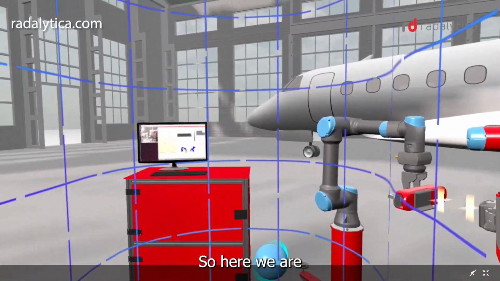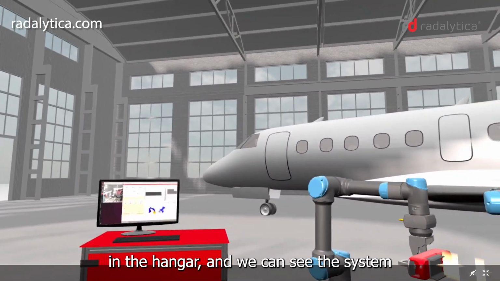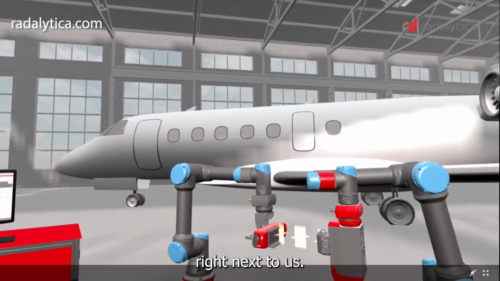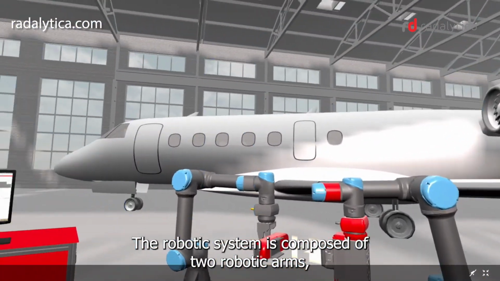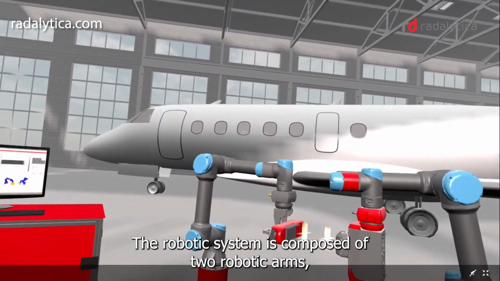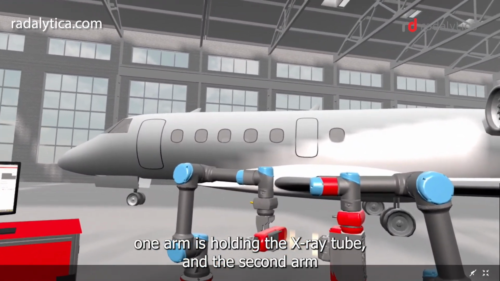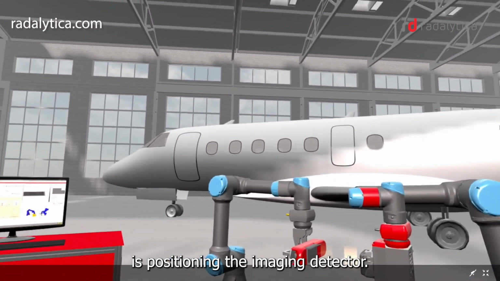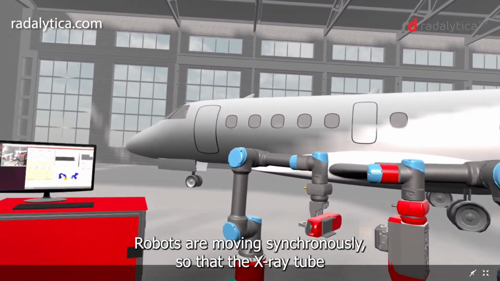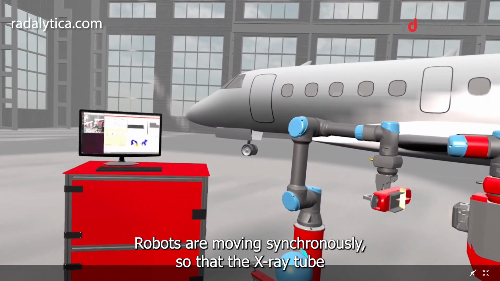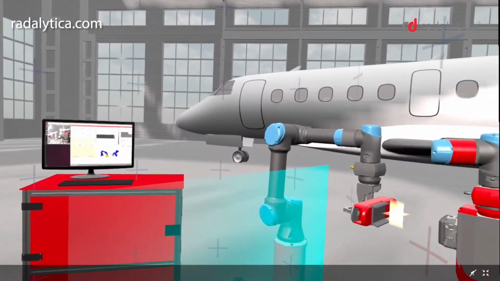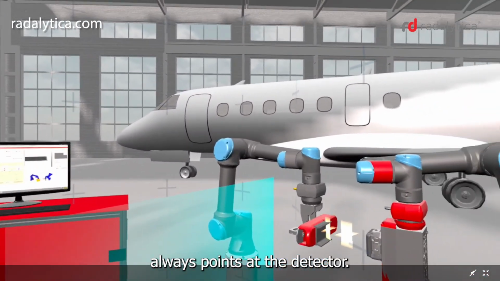So here we are in a hangar and we can see the system right next to us. The robotic system is composed of two robotic arms. One arm is holding the X-ray tube and the second arm is positioning the imaging detector. Robots are moving synchronously so that the X-ray tube always points at the detector.